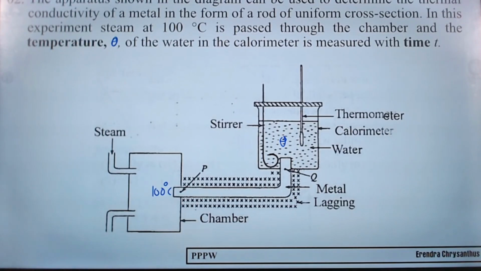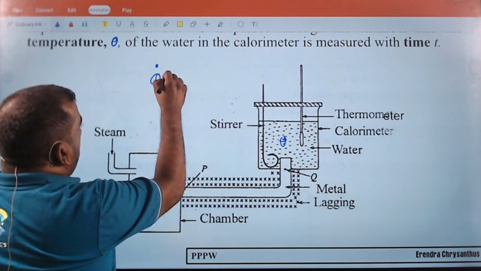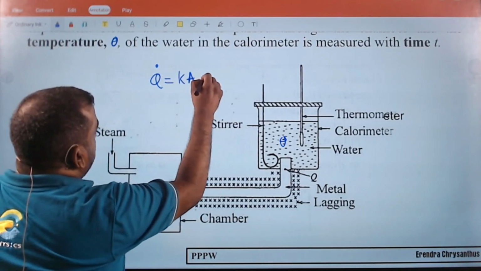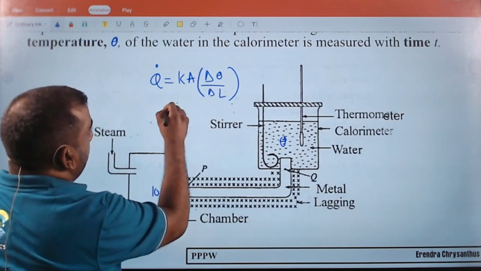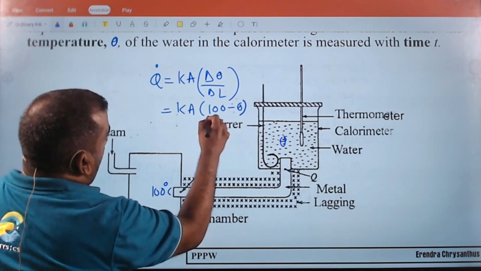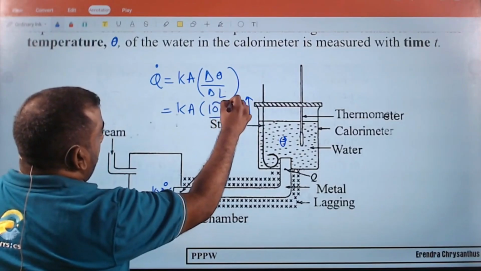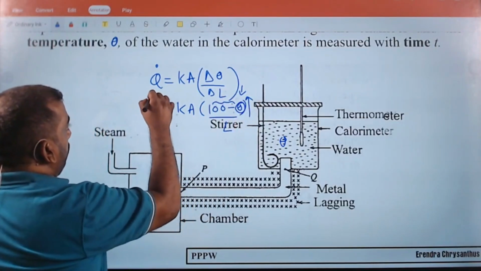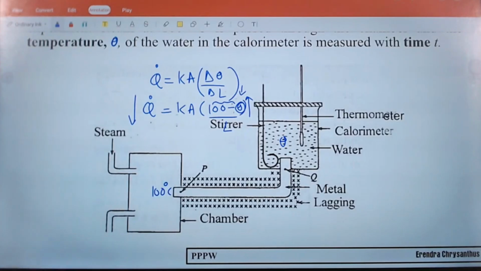Next is, if I show it here itself, the rate in which heat is conducted is K times A delta theta over delta L. So here 100 minus theta over L. When this temperature increases, the difference will reduce. Q dot also will reduce. The rate in which heat is conducted reduces. So those are your two reasons.